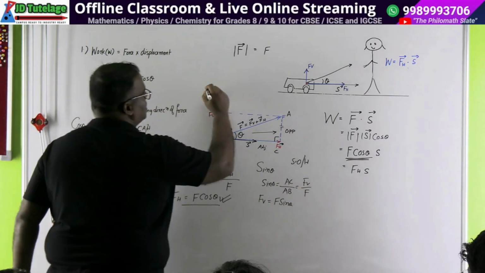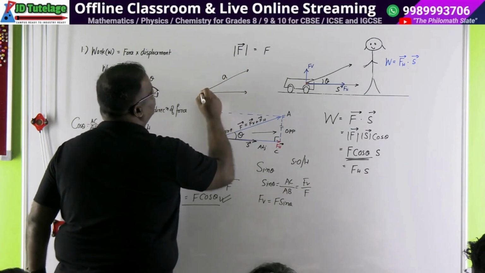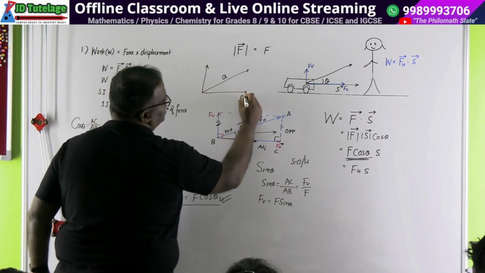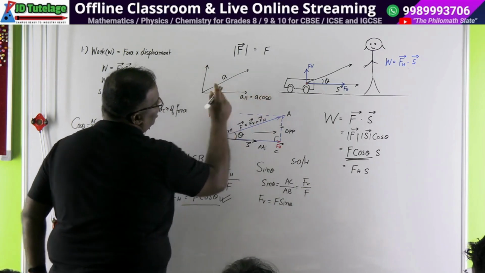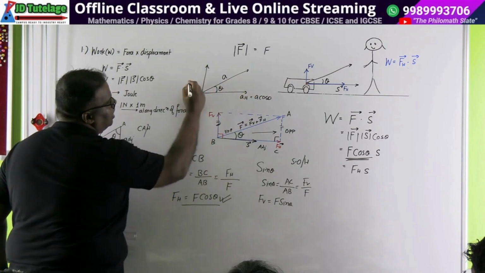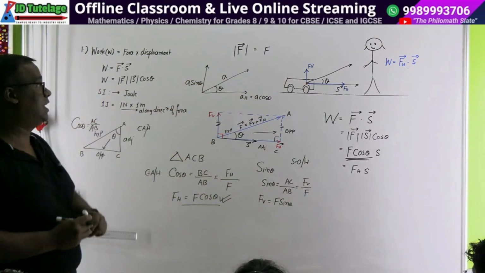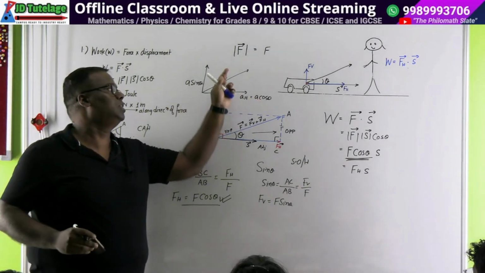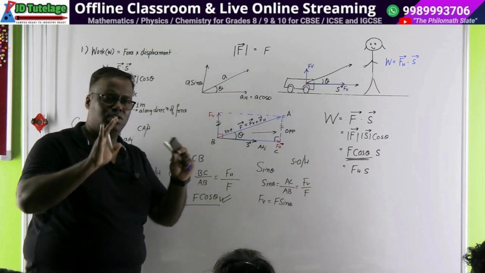That means, given any vector A, we can always resolve A into two components. One is A horizontal, which will always be A cos theta. The one next to theta is cos theta. And this is A sin theta. The vector sum of A sin theta and A cos theta gives me A. We'll revise once again, don't worry.